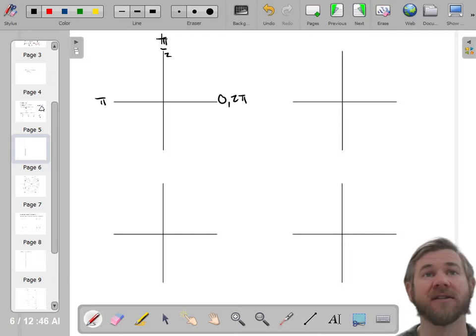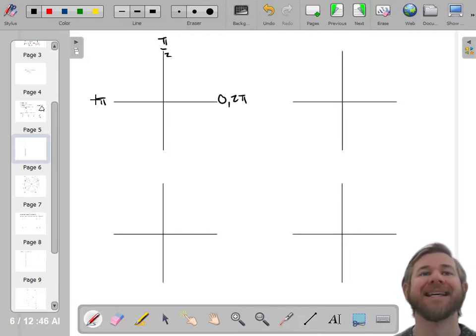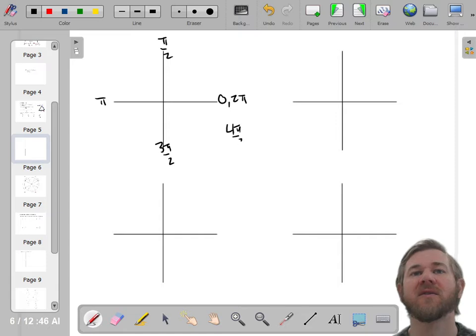Let's do this as fractions. This is 1 pi over 2. This is 2 pi over 2, which we never write, we just cancel it out. Then this is 3 pi over 2, and this would be 4 pi over 2. 4 pi over 2 is 2 pi over 1.